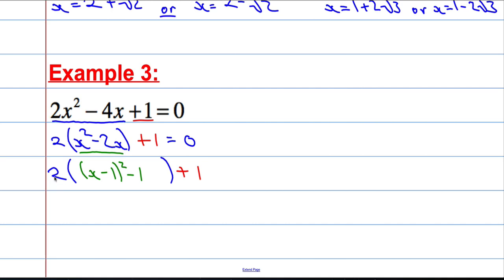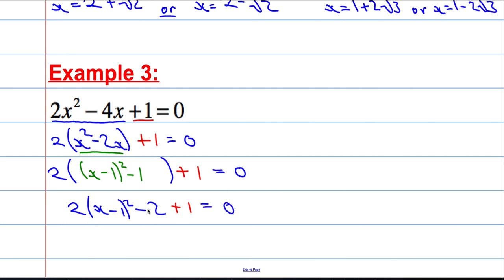Next stage, multiply this 2 into the bracket. And I almost forgot, it's still equal to 0. So multiply the 2 into the bracket, we get 2 times x minus 1 all squared minus 2. And we have this plus 1. And that's equal to 0.